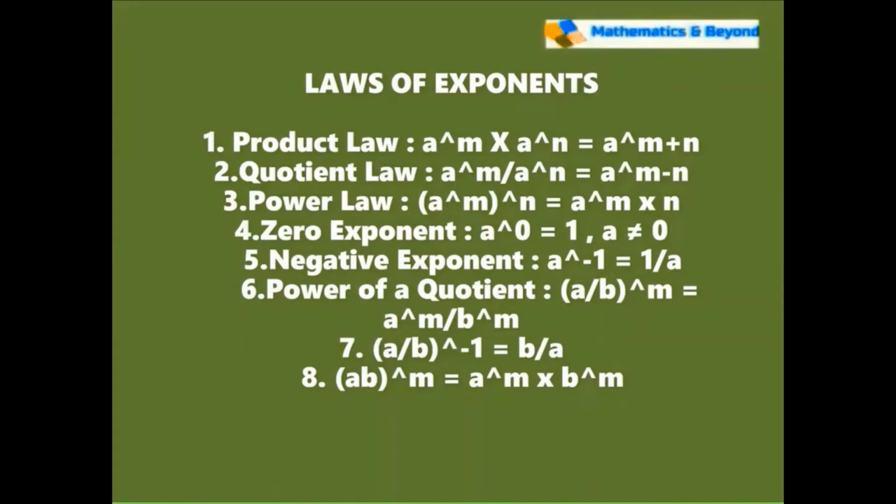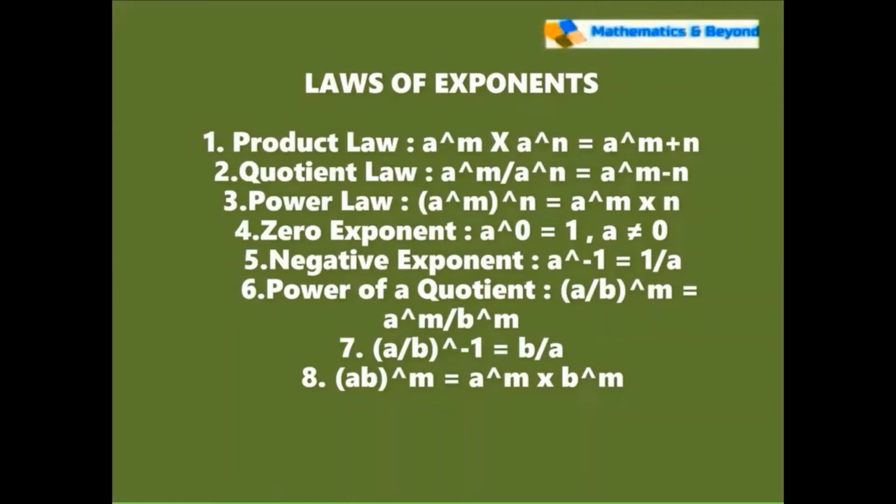The third law is the power law. When a number in exponential notation is raised to another power, the powers are multiplied. So a raised to the power m, and outside the bracket it is n. Both the numbers m and n will get multiplied, so the result would be a raised to the power m into n.